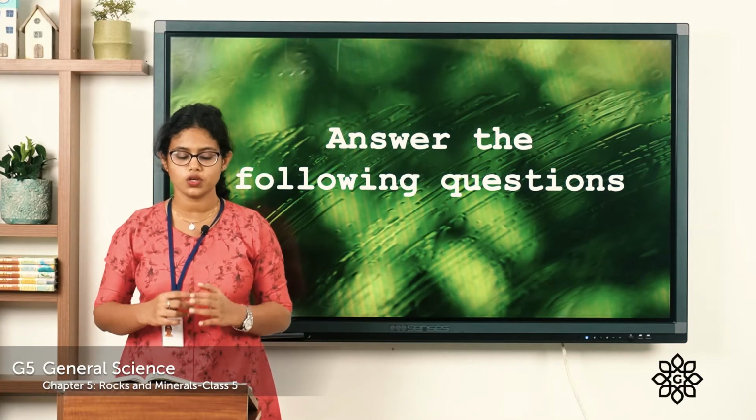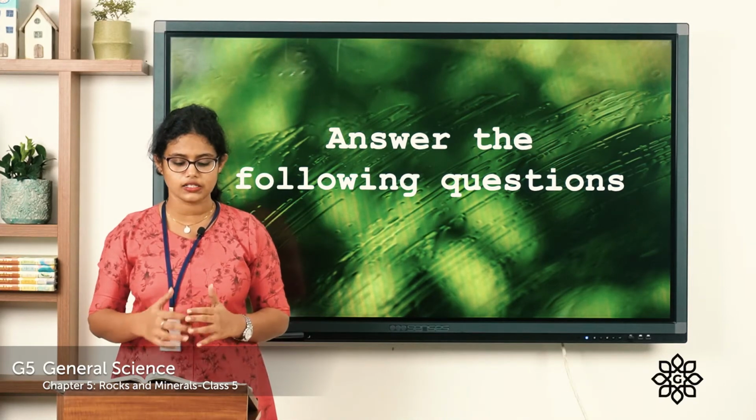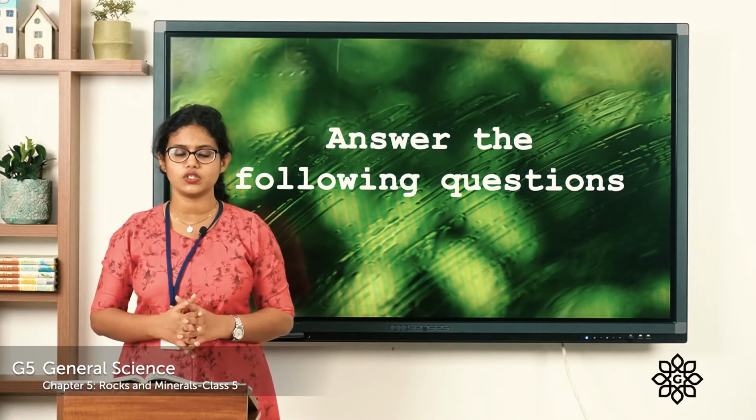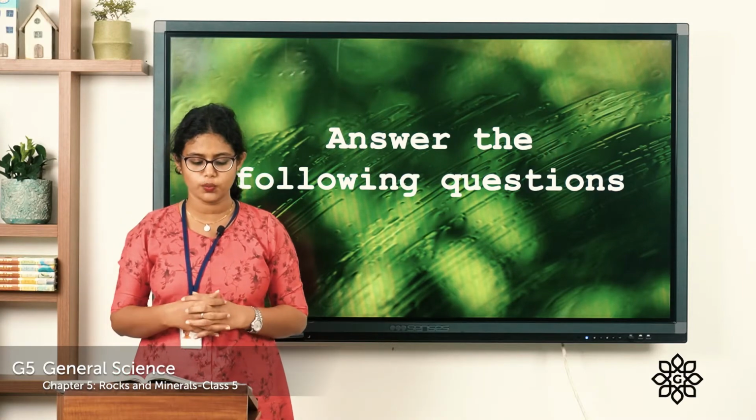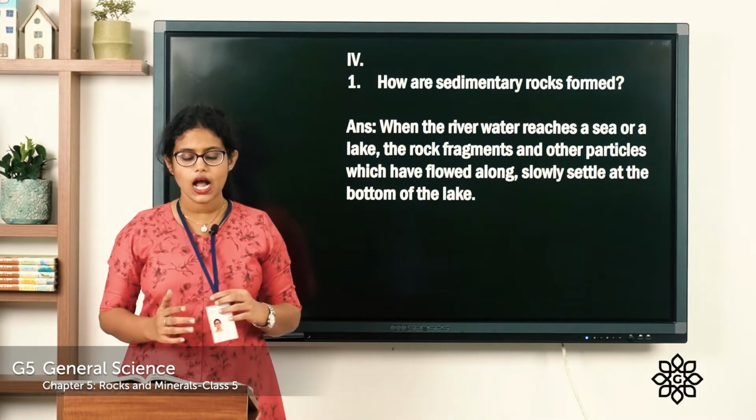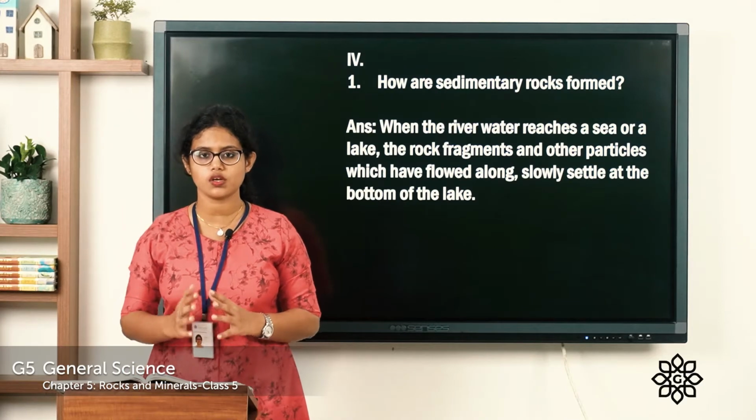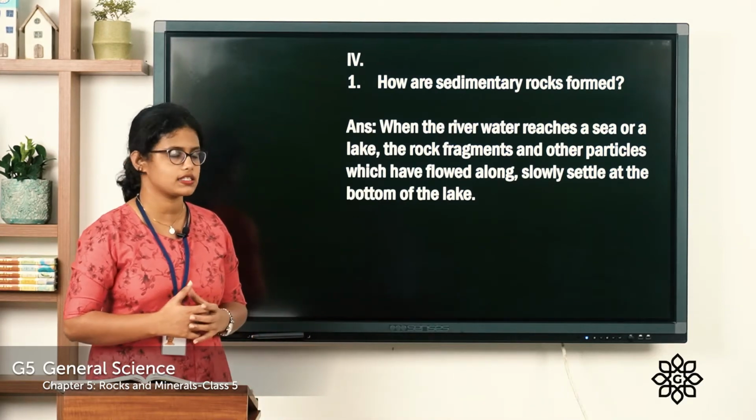Coming to the fourth exercise, answer the following questions. Let's discuss the answers, and after that you can write your answers down in your notebook. The first one, how are sedimentary rocks formed? So you can see the answer.